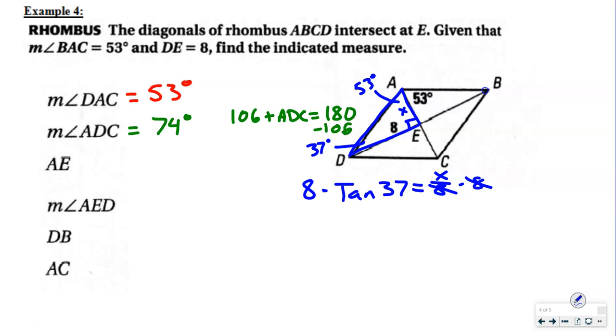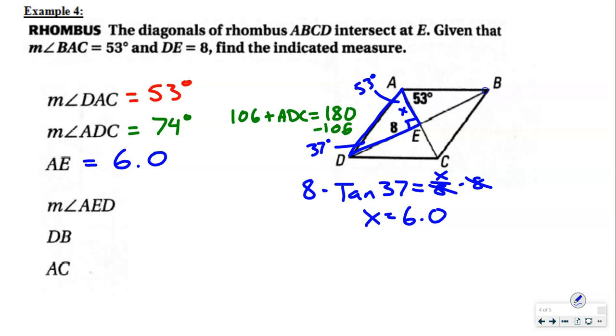So we have 8 times tangent 37. That gives me 6.028. I'll just round that to 1 decimal, and that'll give me 6. So x equals 6. So AE is 6, or 6.0 will be a little bit more appropriate.